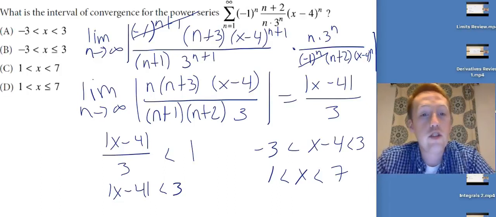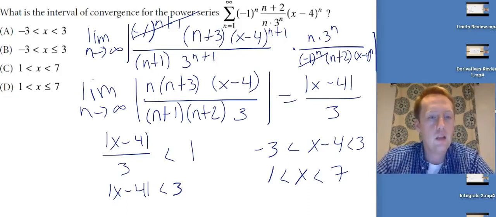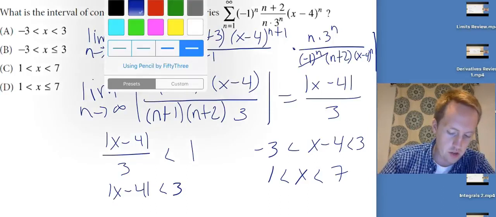Now all I have to do is check in the original series. If I plug in a 7, will it still converge? Check. If I plug in a 1, will it still converge? Well, see, let me change colors. That way I can try and squeeze it in somewhere.